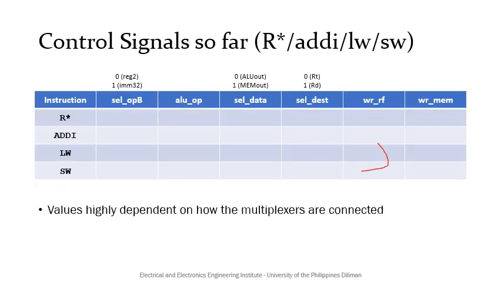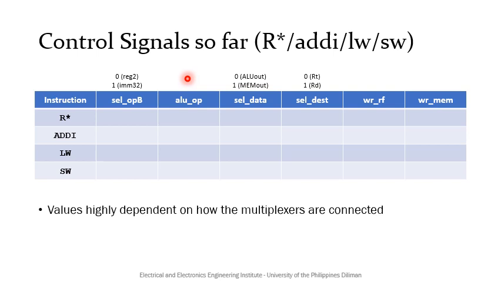Okay, we currently have a data path that can support 7 different kinds of instructions. So that's 4 for R-type, and addi, load word, and store word. Let's now look at the control signal values that we need so far. We included some notes above to guide us in filling this control signal table.